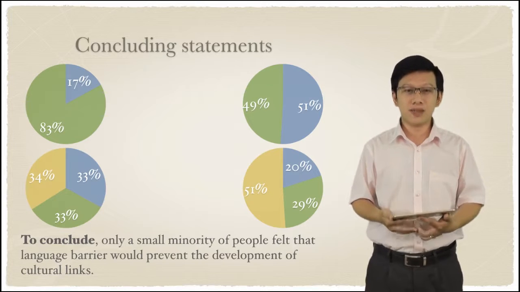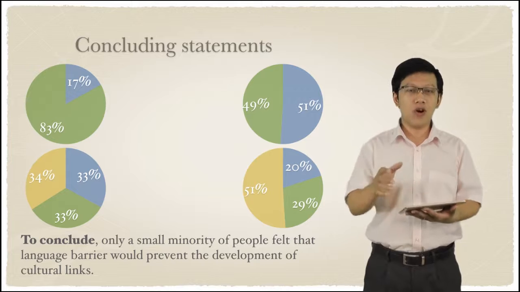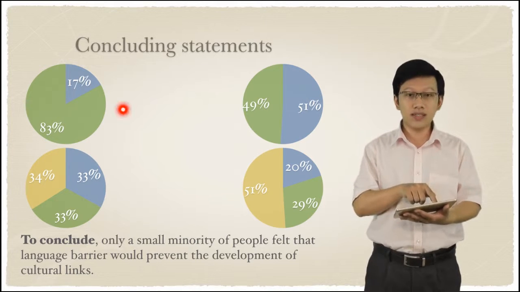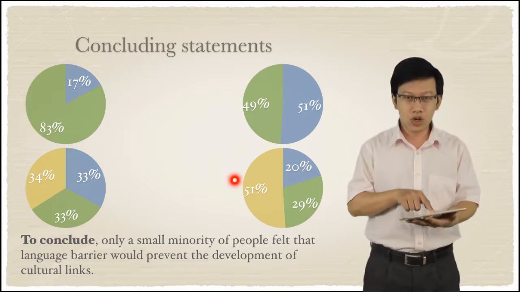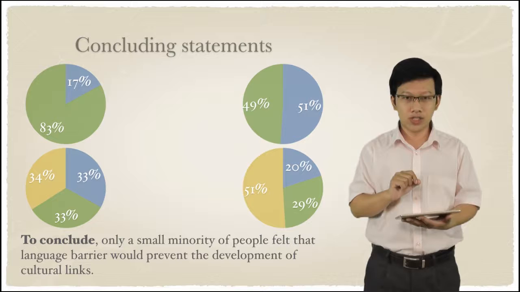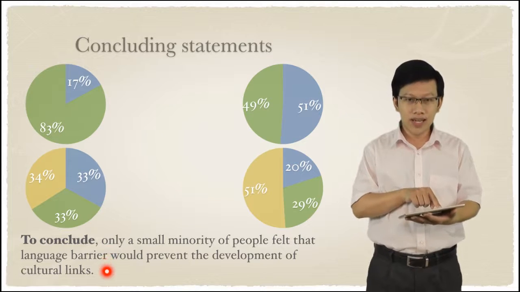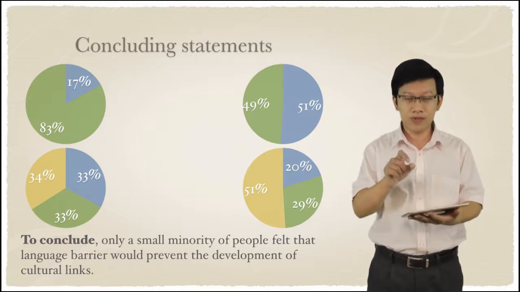Firstly, concluding statements. Now I have 1, 2, 3, and 4 pie charts, as you can see on the screen right here. This one, this one, this one, and this one. These pie charts show different proportions, and this is one concluding statement. I want you to read this and tell me which of the pie charts it helps to conclude. Go.